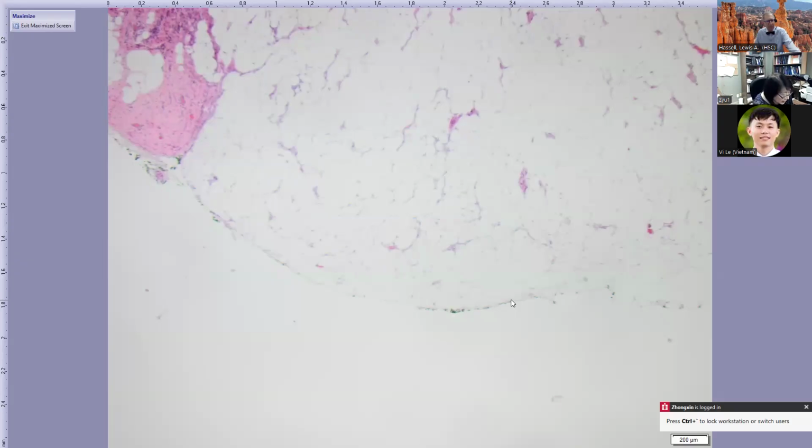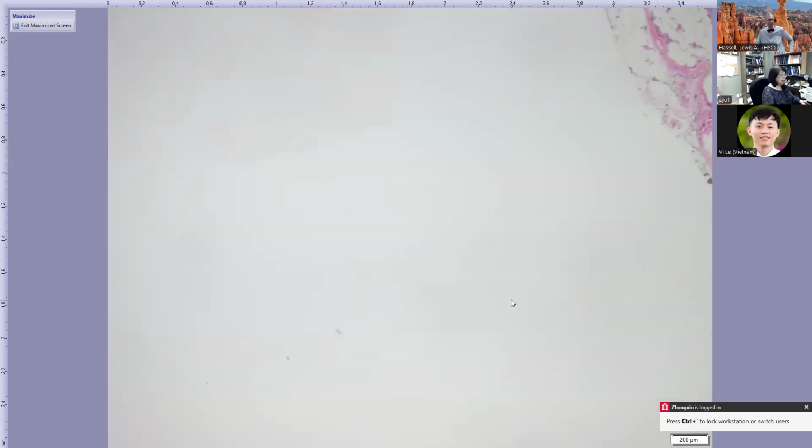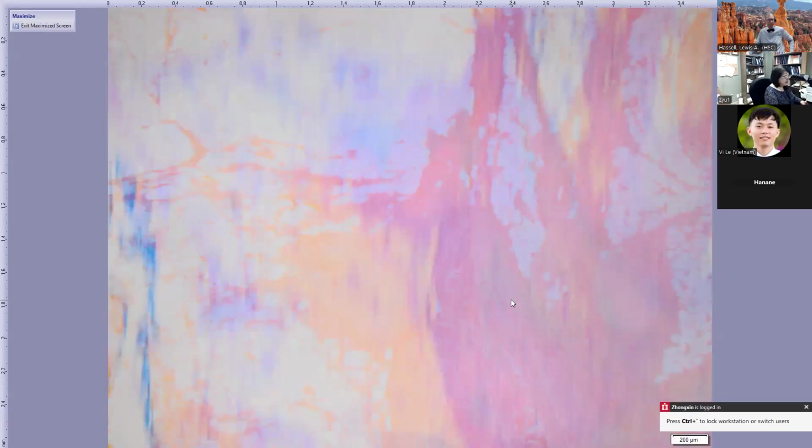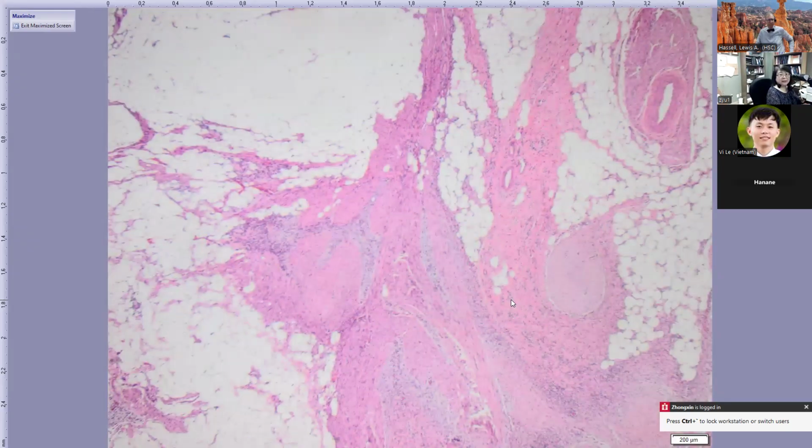Clinical information is an 11-month-old male with a left axillary mass. The mass measures 1.8 by 1.5 by 0.7 cm. It's not big. So the patient had an excisional biopsy. Here we have 3 slides, and they are all similar. So I start with 1 slide. Let me start with the first one.